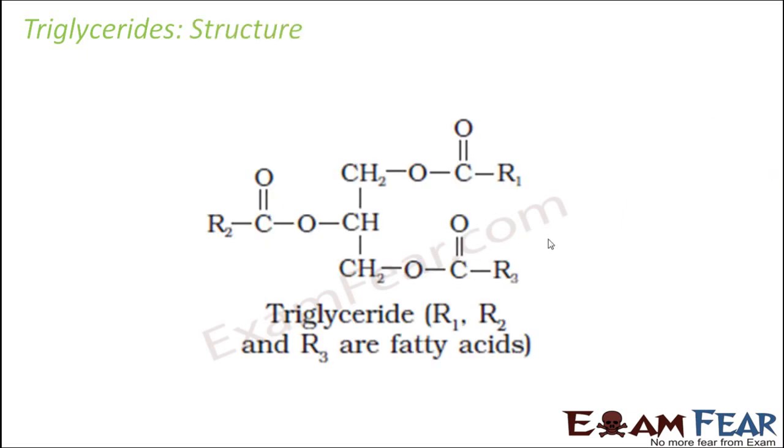This is how a triglyceride looks like. If you see, you have R1, R2 and R3, and what are they? They are the fatty acids. Triglycerides, tri means 3. So it has 3 fatty acids and 1 glycerol. By the process of dehydration synthesis, a bond is formed everywhere by removal of water. So this is the structure of a triglyceride.